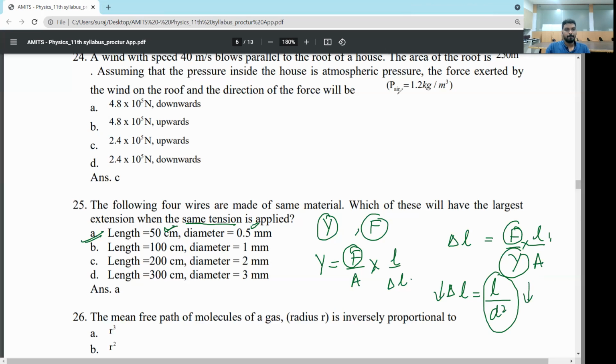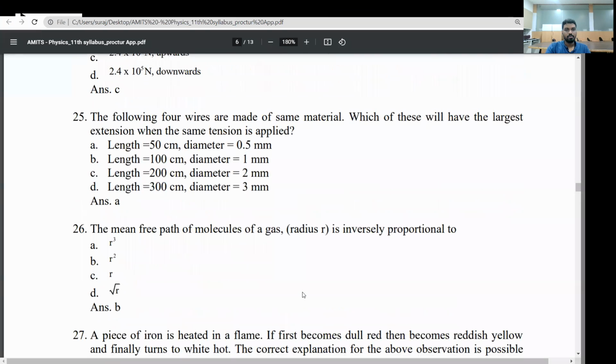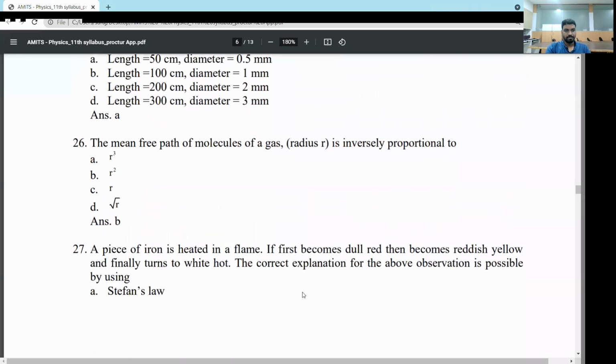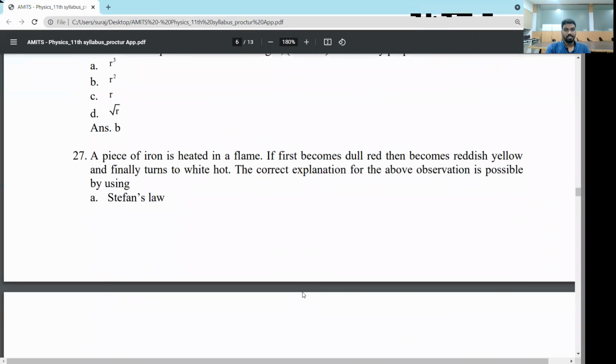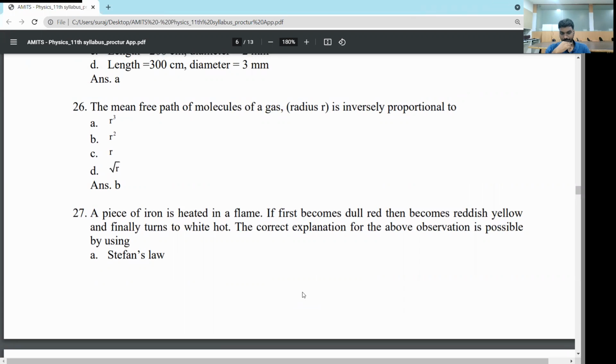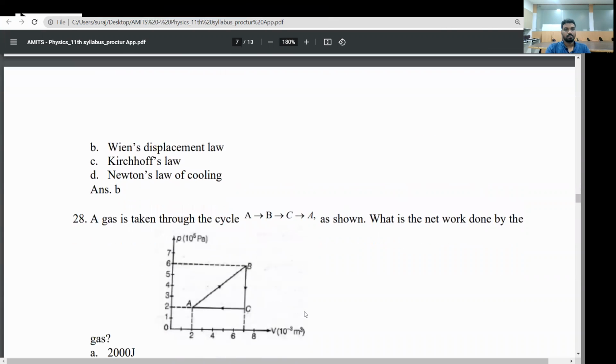Next, number 26. The mean free path of a molecule of gas of radius r is inversely proportional to obviously r square. Question 27. A piece of rod is heated in a flame. It first becomes dull red, then becomes reddish yellow, then finally turns white hot. Wien's displacement theorem question. Correct explanation of the above observations using Wien's displacement theorem.